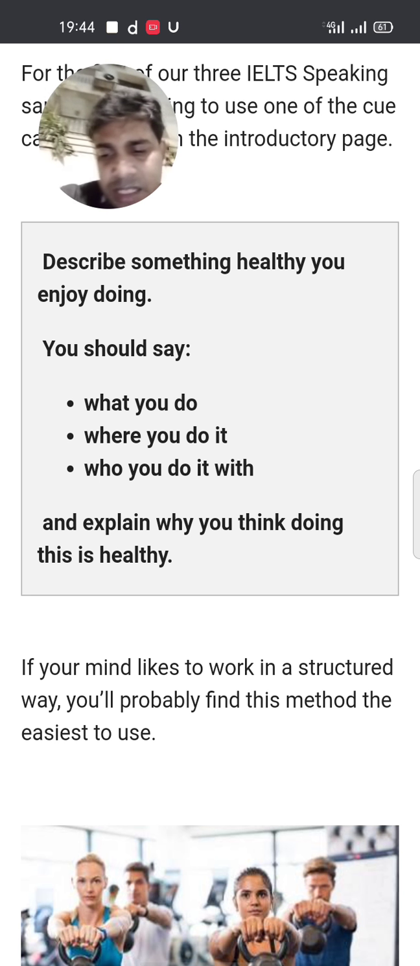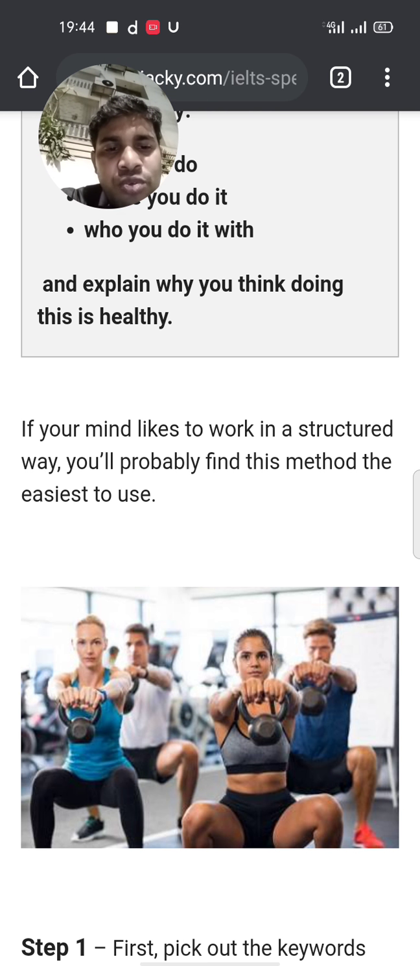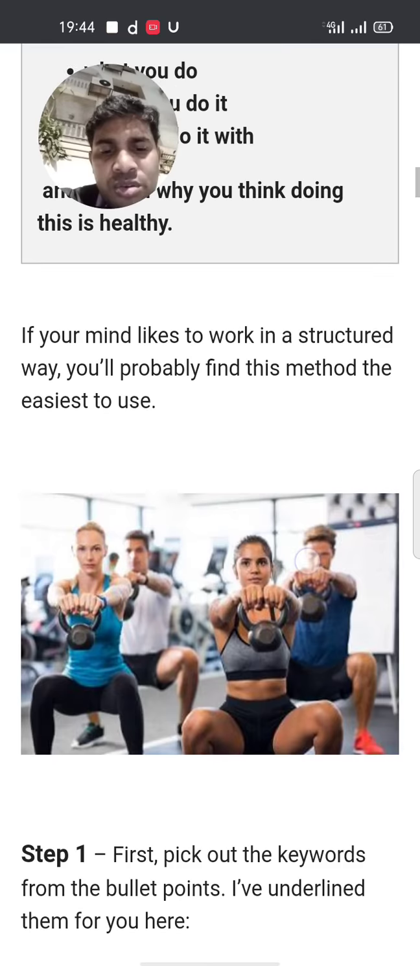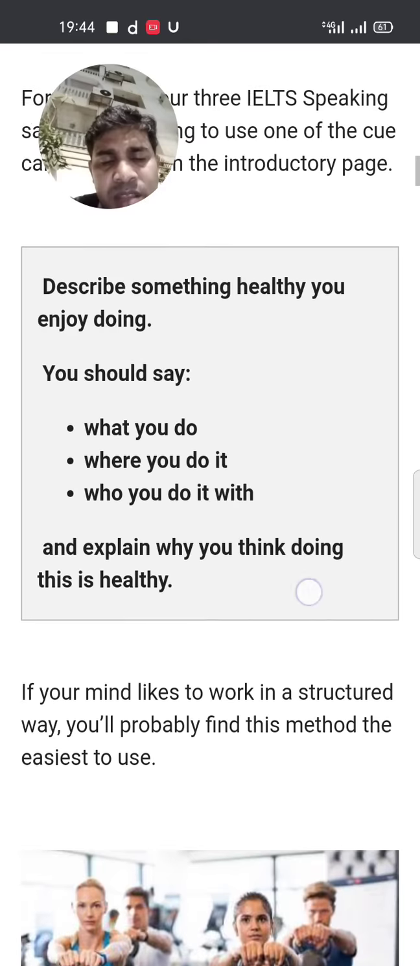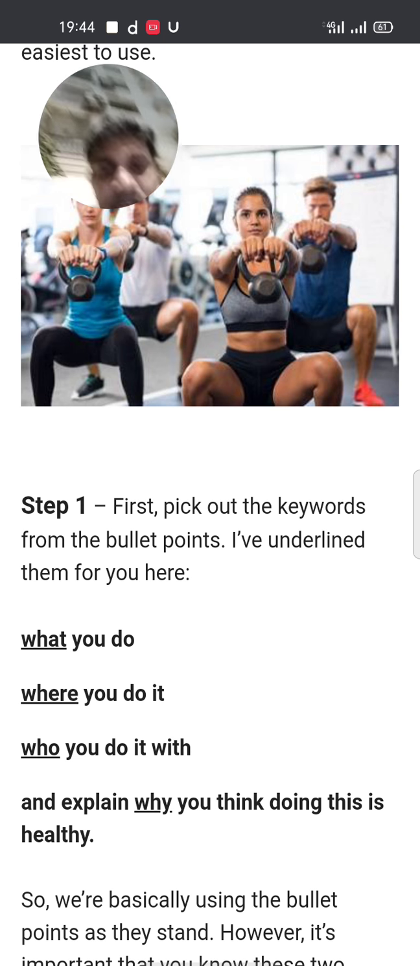Let's see why I think it is healthy, right? If your mind likes to work in a structured way, you will probably find this method the easier to use. Step 2. Step method. They are saying, first, pick out the keywords from the bullet points, what you do.